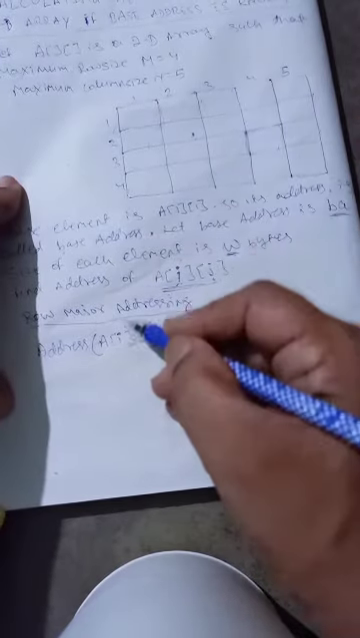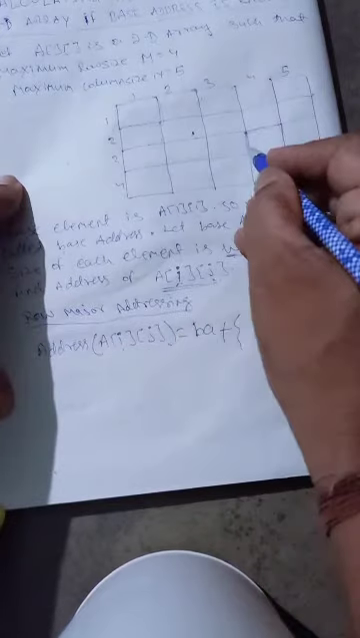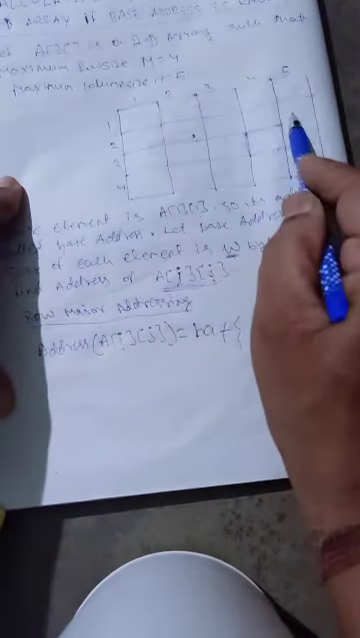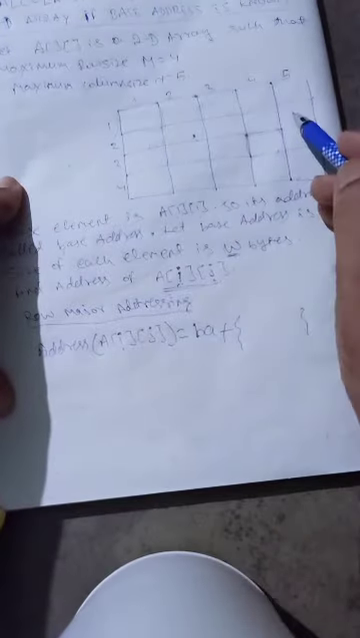The current cell row number is I. Here the current cell is 3. So before this cell, how many rows are already completed? 2 rows are already completed. And in each row, how many elements are there? In the first row there are 5 elements, in the second row there are 5 elements. So 2 into 5, there will be 10 elements in 2 rows.